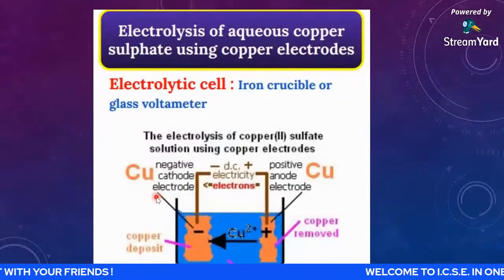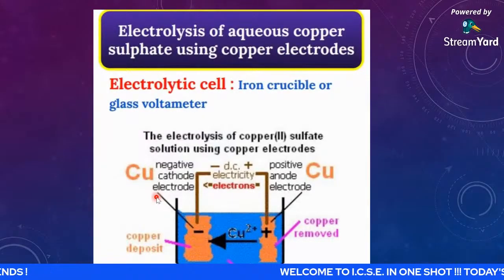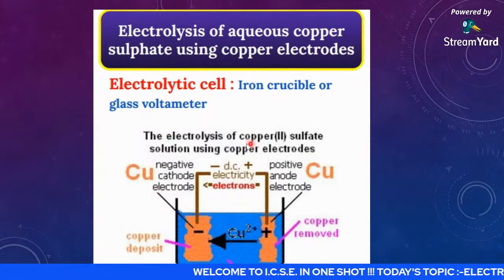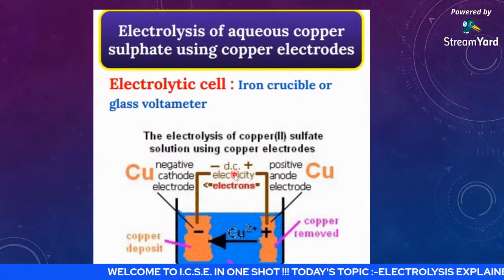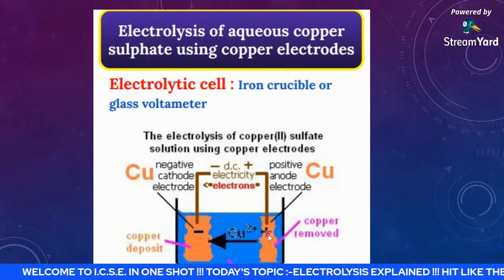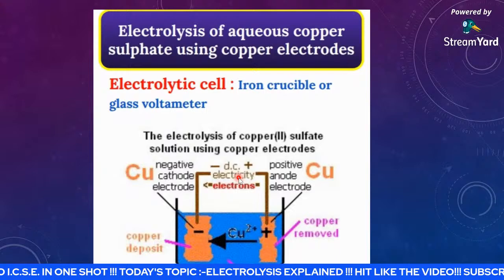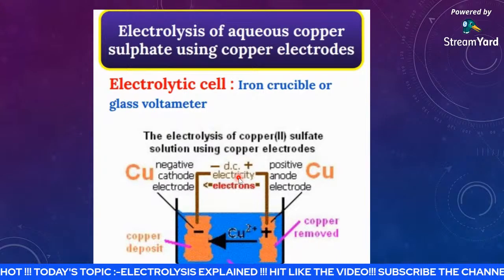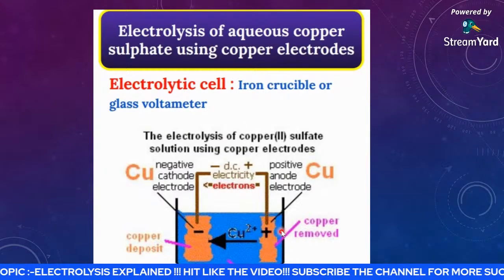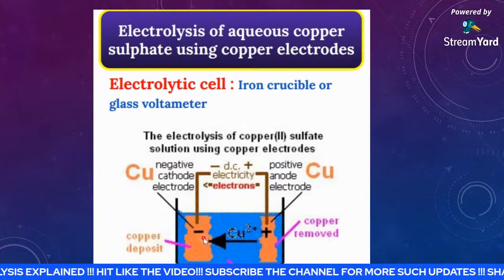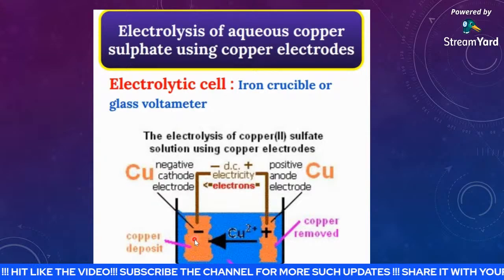Now the same thing with an iron crucible or a glass voltameter, and this is simple yet very basic and fundamental in understanding. The anode keeps on dissolving, giving copper ions, and copper ions are deposited at cathode. Simple.